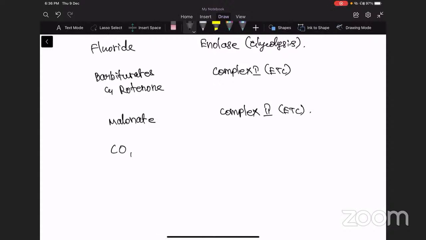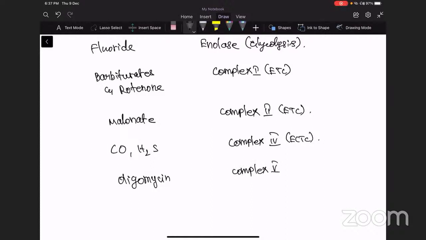Carbon monoxide and hydrogen sulfide inhibit complex 4. Oligomycin inhibits complex 5 of ETC.